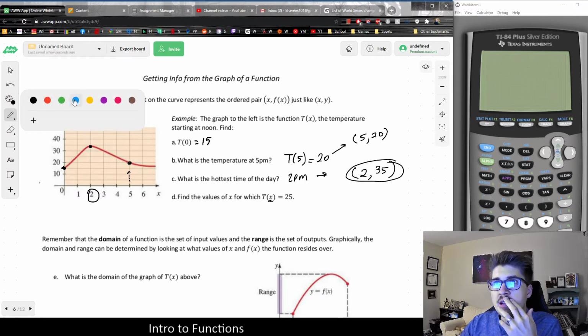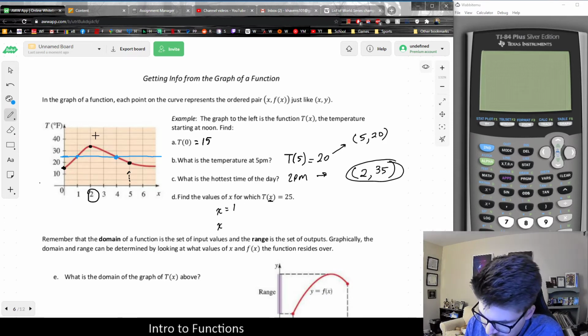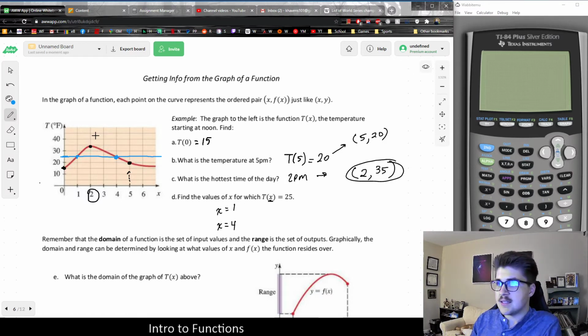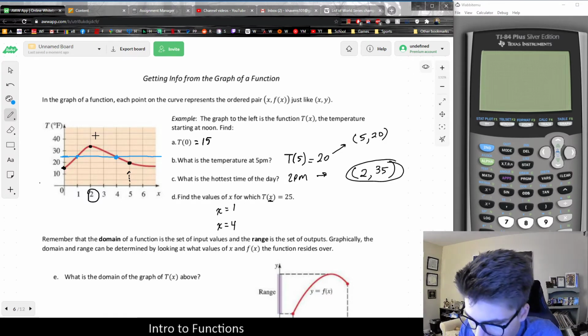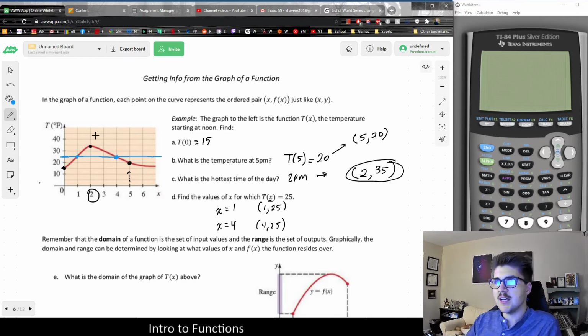And the way that I'd suggest looking at this is, since I'm looking for when the temperature is 25, I could view it as a horizontal line through my function to see when the temperature is this particular value. And it appears as though when x is equal to 1 and when x is equal to 4, the temperature is equal to 25 in both cases. So I'd have the points (1, 25) and (4, 25), and at both of those times the temperature is 25 degrees. And remember, this is okay with a function because you can have duplication in the range, just not the domain.